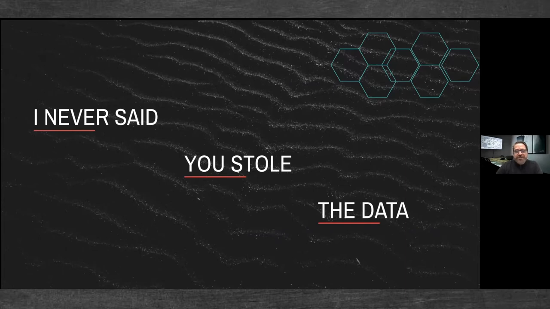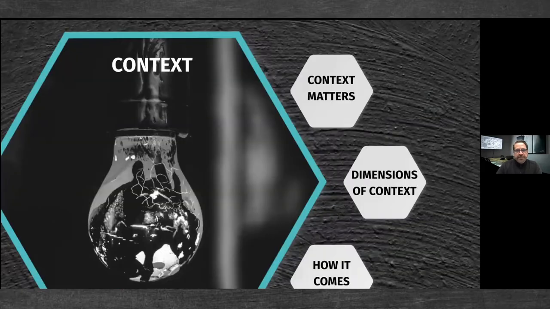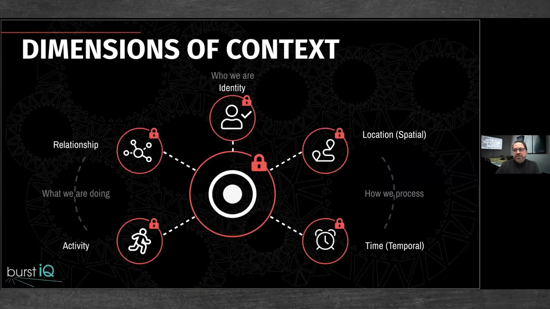I could change the context of the statement just by where I put my inflection. I never said you stole the data. I never said you stole the data. I never said you stole the data. So again, each inflection drives a variation of meaning to this one simple sentence. And so it is with data in a broader context. No pun intended.